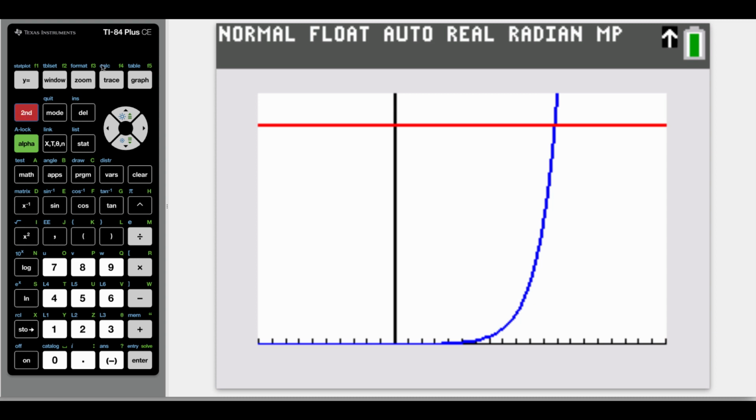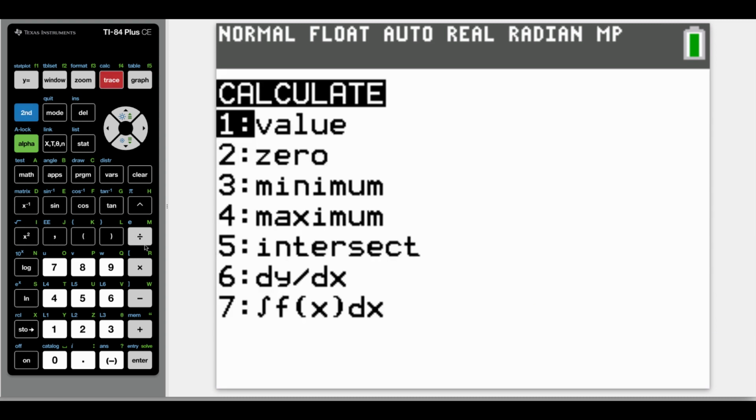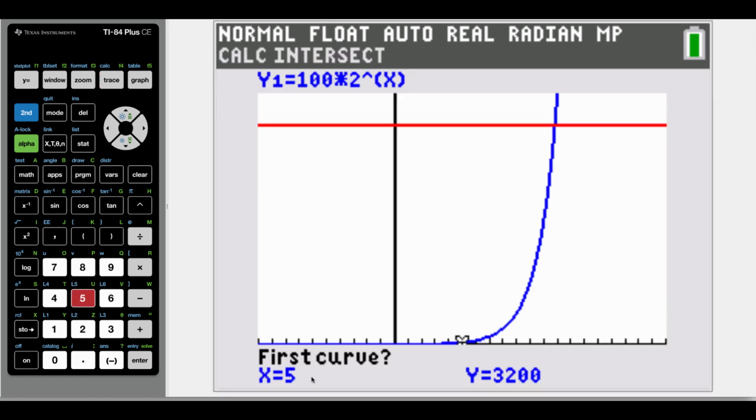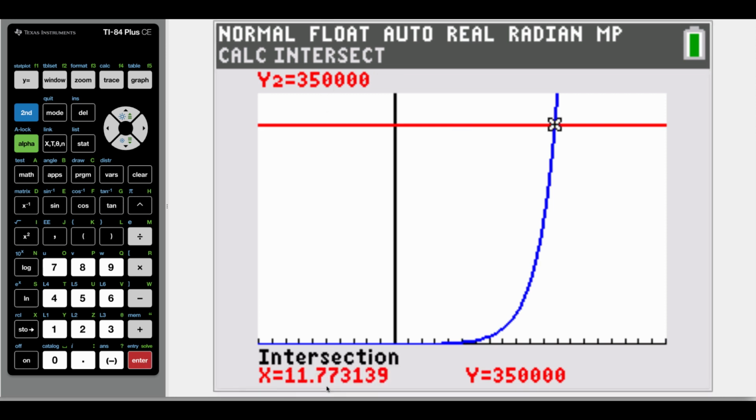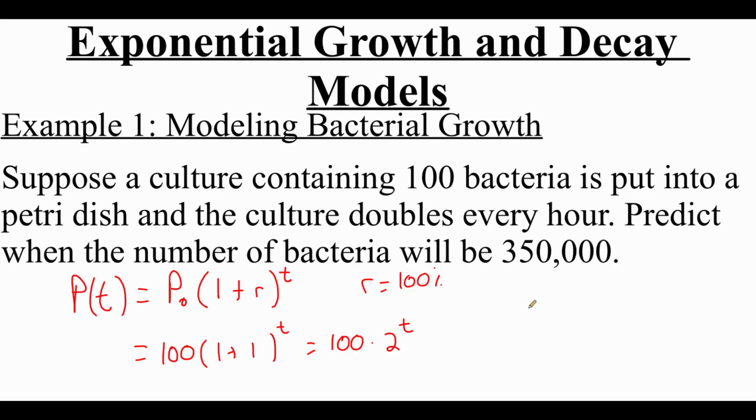So I'm going to go second, trace, and I'm going to pick option number 5, intersect. I'm on my blue curve, so I hit enter. I'm on my red curve, so I hit enter, enter. So that tells me at an x value of about 11.77, our y value population will reach 350,000. So we got an x value, or a t value, of 11.77.